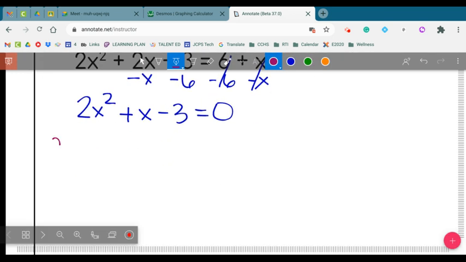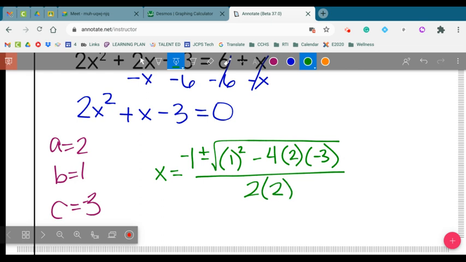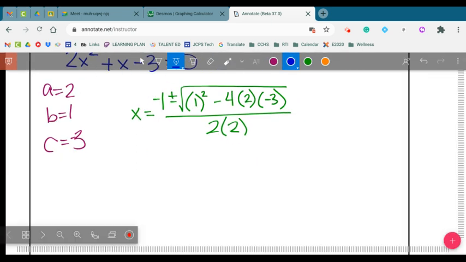We then identify our a, which is 2, our b is 1, and our c is negative 3. So we're going to have x equals negative b, so the opposite of b becomes negative 1, plus or minus the square root of b squared minus 4 times a times c, divided by 2 times a. Then I simplify. I want to simplify under my radical first.